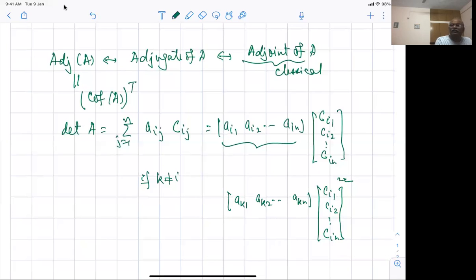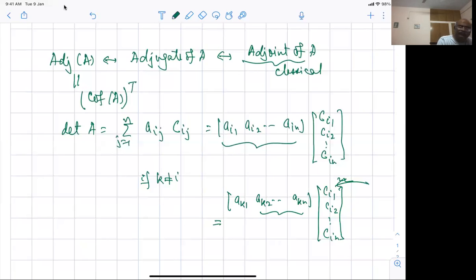The first column is lost here, but this element will be sitting inside this part. Why will it be sitting inside? Because when I remove the ith row, the kth row is not lost. The kth row is still there. So this whole thing corresponds to a matrix in which the ith row and the kth row are the same, and therefore this determinant will be 0.